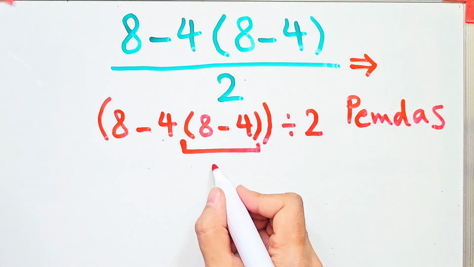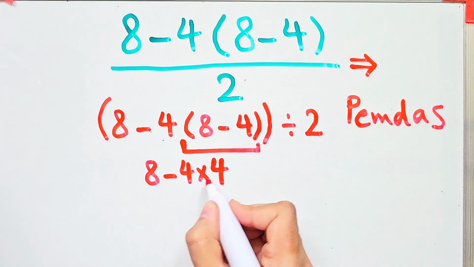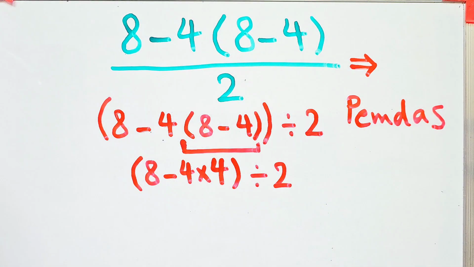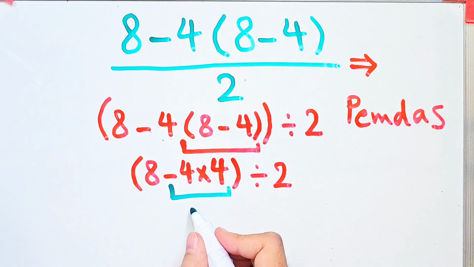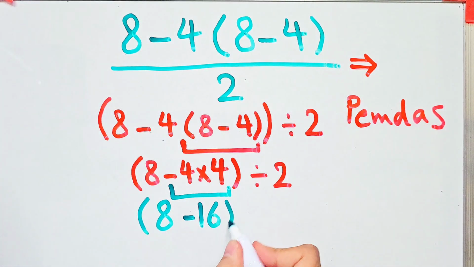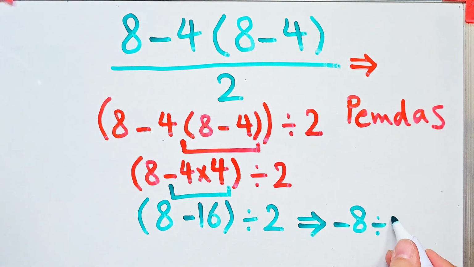8 minus 4 equals 4. Now we have a new expression, 8 minus 4 times 4, then divided by 2. First we simplify the parentheses. Inside the parentheses, first we do the multiplication. Negative 4 times 4 equals negative 16. Now we have 8 minus 16, then divided by 2. First, we simplify what inside the parentheses. 8 minus 16, that equals negative 8. And negative 8 divided by 2 equals negative 4. And we get the final answer of this question.